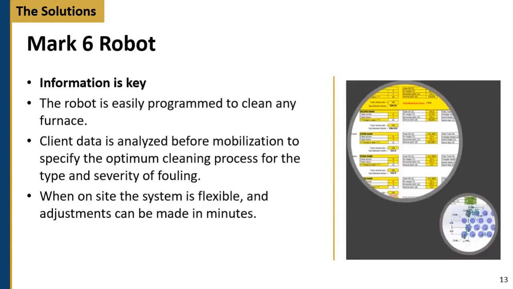So information is key. The robot is easily programmed to clean any furnace by inputting dimensional data supplied by the customer. This mainly consists of coiled tube, horizontal and vertical pitch, overall tube diameter and convection bank length. TT staff can utilise this information before being on site to ensure the best cleaning process can be selected for each job. When on site, the system allows for total flexibility and adaptability. If actual dimension information differs from the data supplied, adjustments can be made very easily in minutes. So it's a very flexible and time-saving system.